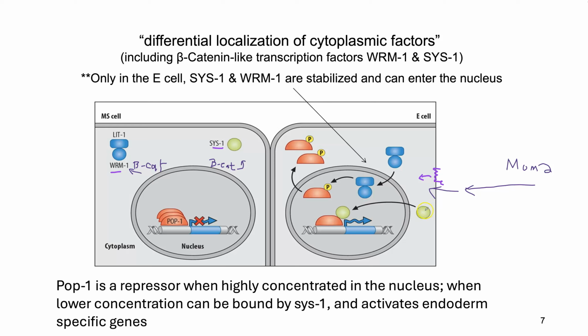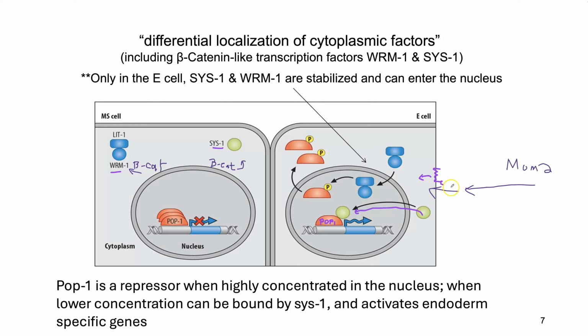So when SYS1 is stabilized, so there's no destruction complex, the beta-catenin here, SYS1, is normal, it goes into the nucleus and it can act as a cofactor with POP1, which is a transcription factor, and it activates endoderm-specific genes.